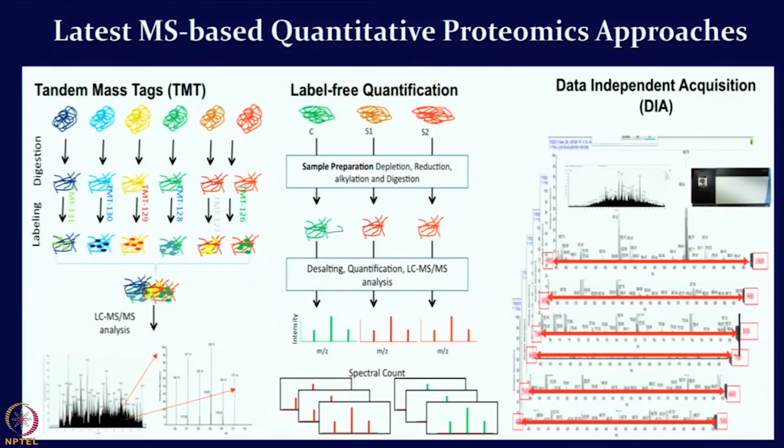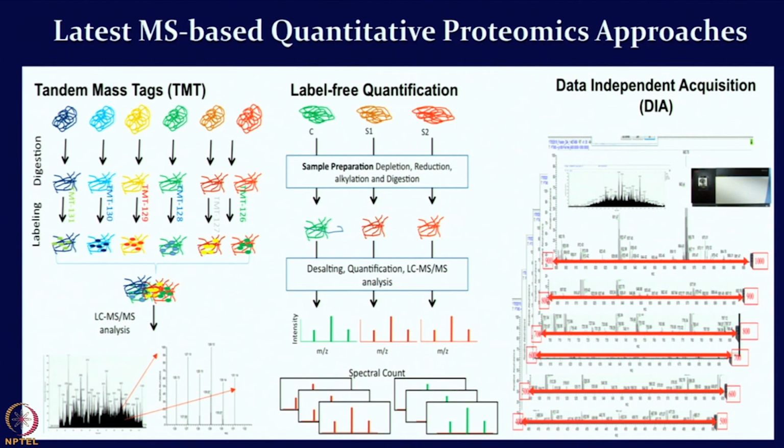Additional approaches also look at data independent acquisition, where for each window of your mass to charge separation you want to obtain a very high resolution image and analyze the protein in a label free manner.